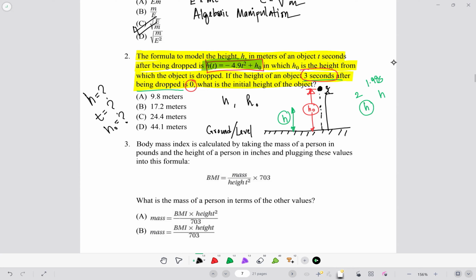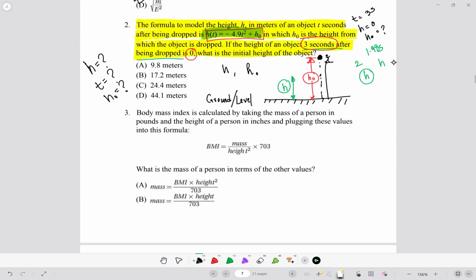So they're telling you the height of an object 3 seconds after being dropped is 0. It means the object takes 3 seconds to fall on the ground, or level. That's not important for us. Whether it is falling on the ground or level, we just need to plug in the values as they're telling us: after 3 seconds, t equals 3, and h is going to be 0. So we can find the value of h naught. Can you solve the equation after plugging in the values?